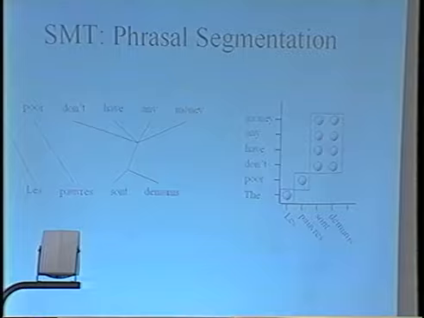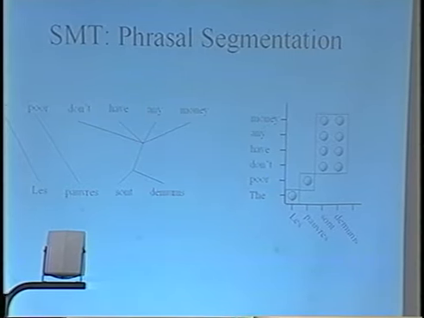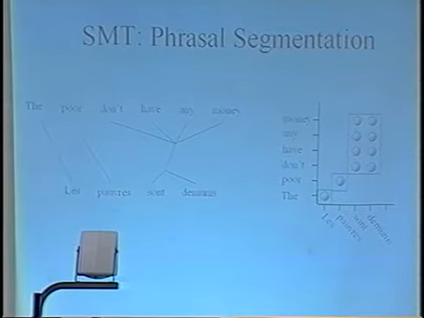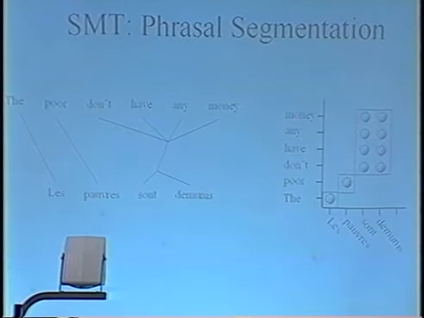So this is now not decoding, but modeling. This example is taken from the Brown 93 paper. It's a French-English alignment example: "Les pauvres sont diminués", which is translated into English as "The poor don't have any money."